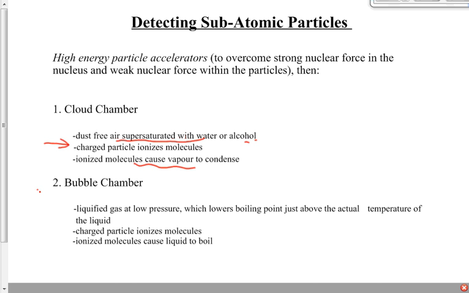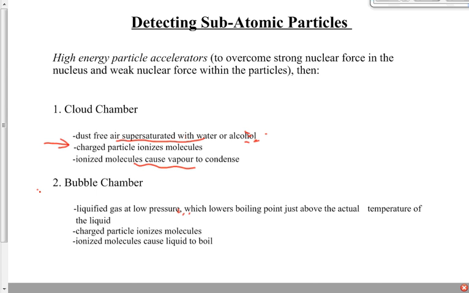Now, the bubble chamber is kind of the opposite of that. In this case, we have not a gas that's almost a liquid, but a liquid that's almost a gas. We've lowered the boiling point of this liquefied gas to a point that's just above the temperature that we have. So in other words, it's almost ready to boil. This was almost ready to condense. This was almost ready to boil.